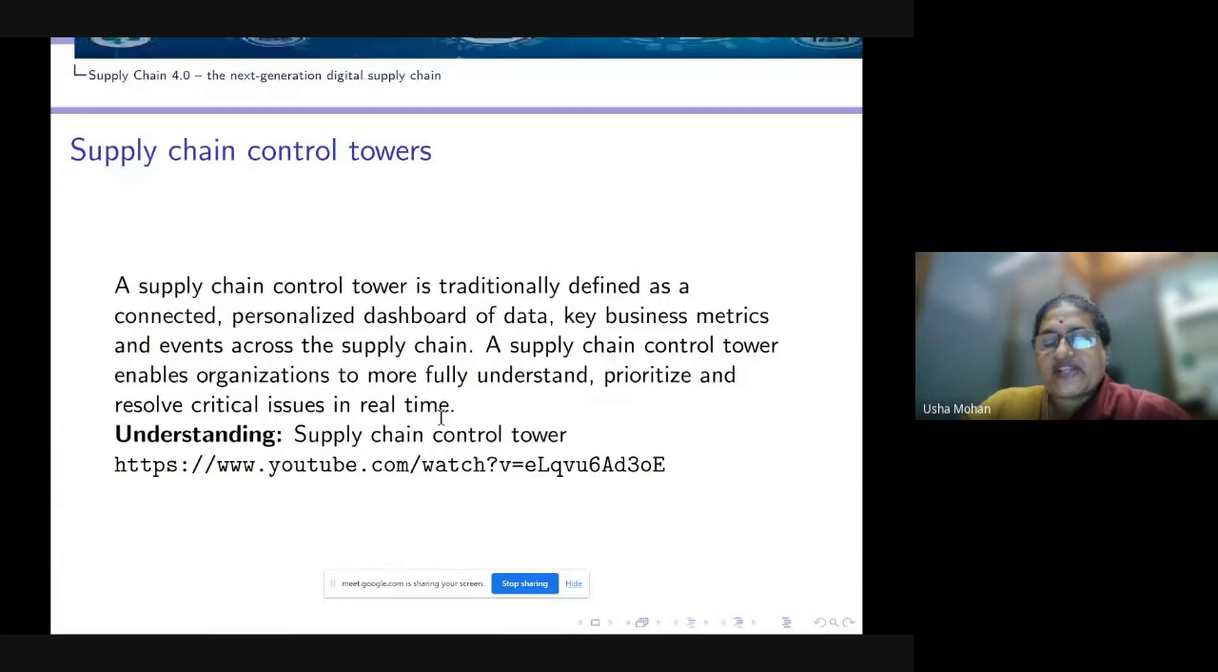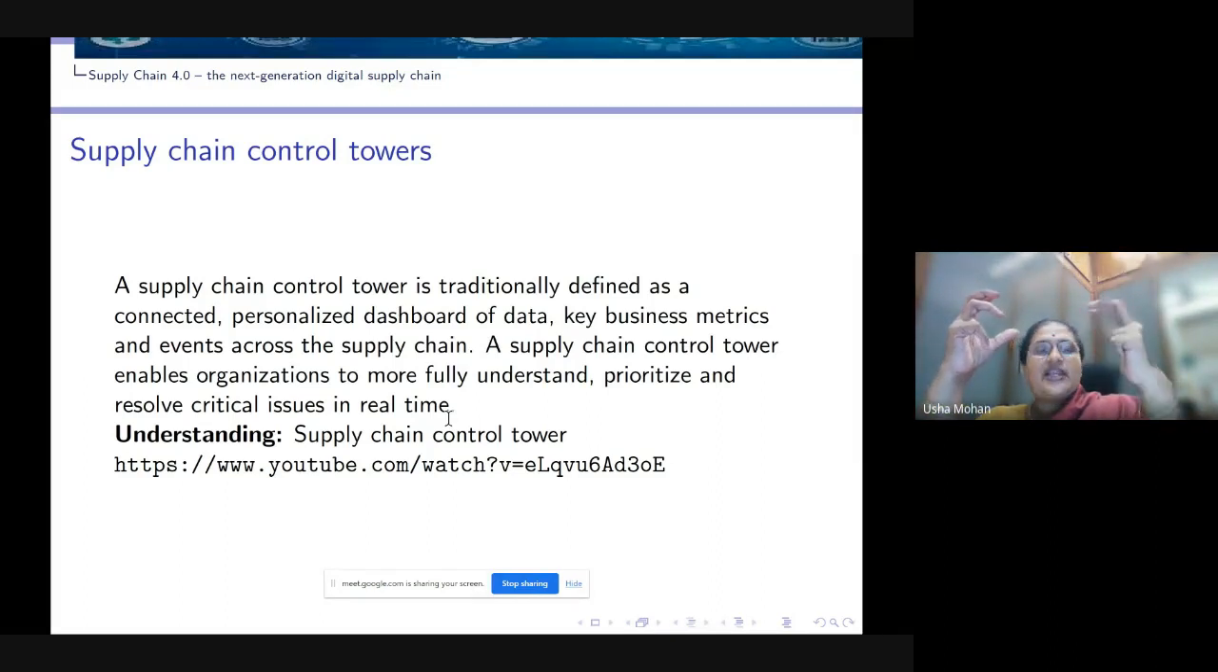So supply chain control towers is basically a very well connected personalized dashboard of data. You can imagine it like air traffic control, which is a control tower, and that is what is controlling the flights that are landing, flights that are taking off, and everything. What this tracks is basically all the data that goes to the cloud. It tracks the key business metrics and events across the supply chain. Now, this supply chain control tower actually enables organizations to fully understand, prioritize, and resolve critical issues.